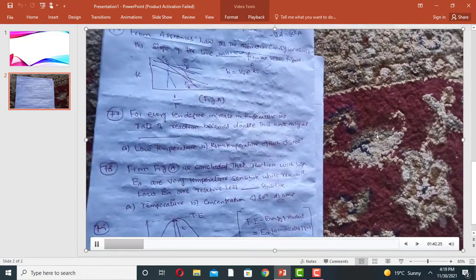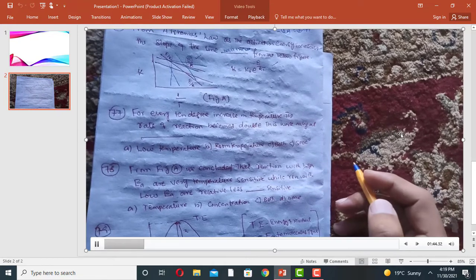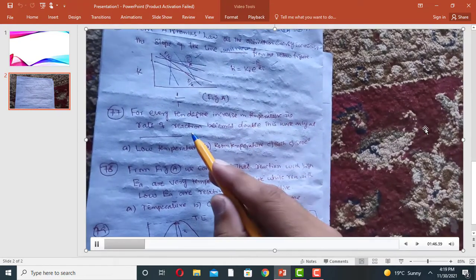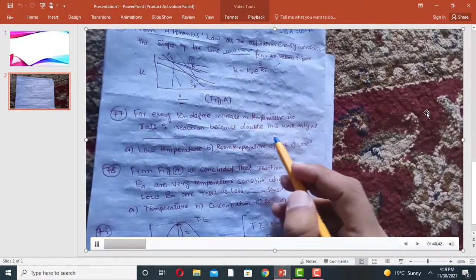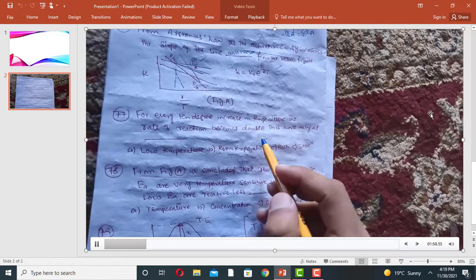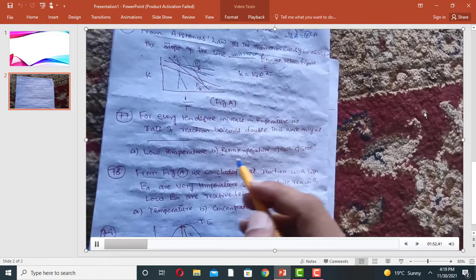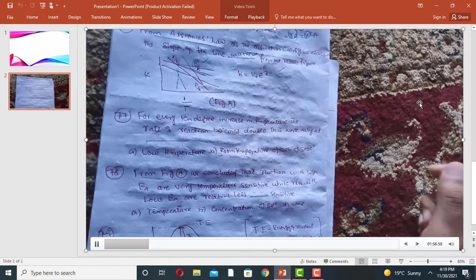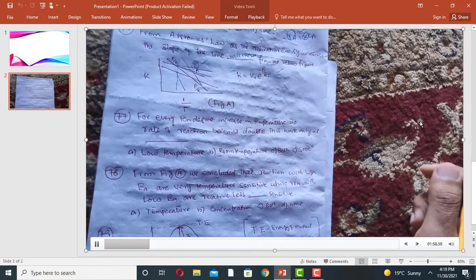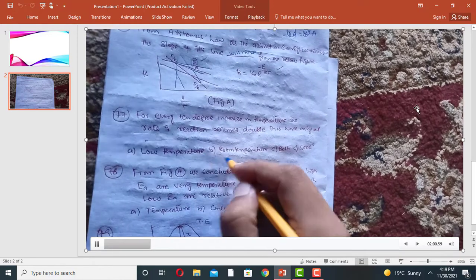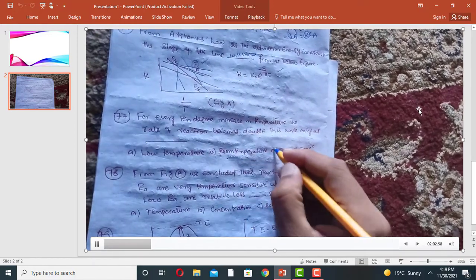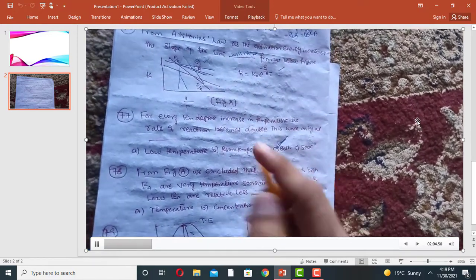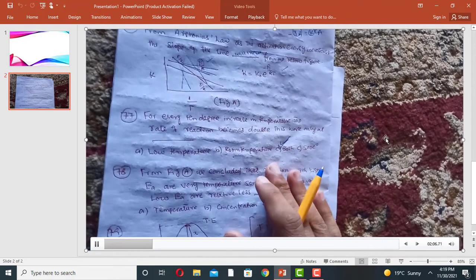For every 10-degree increase in temperature, the rate of reaction becomes double. Does this work only at low temperature, or at room temperature as well? So for every 10 degrees, the rate of chemical reaction doubles. Yes, both A and B: it works at low temperature and room temperature, not at higher temperature.